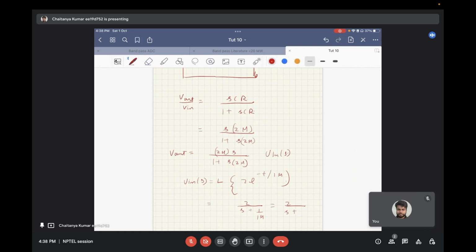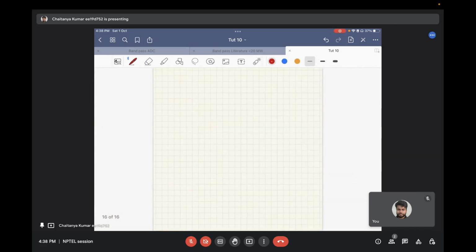2 upon S plus 1 microsecond inverse. So the overall output that you get, V out, can be written as S upon S plus 1 by 1 microsecond and S plus 1 by 2 microseconds. So this is the way you can write the output.